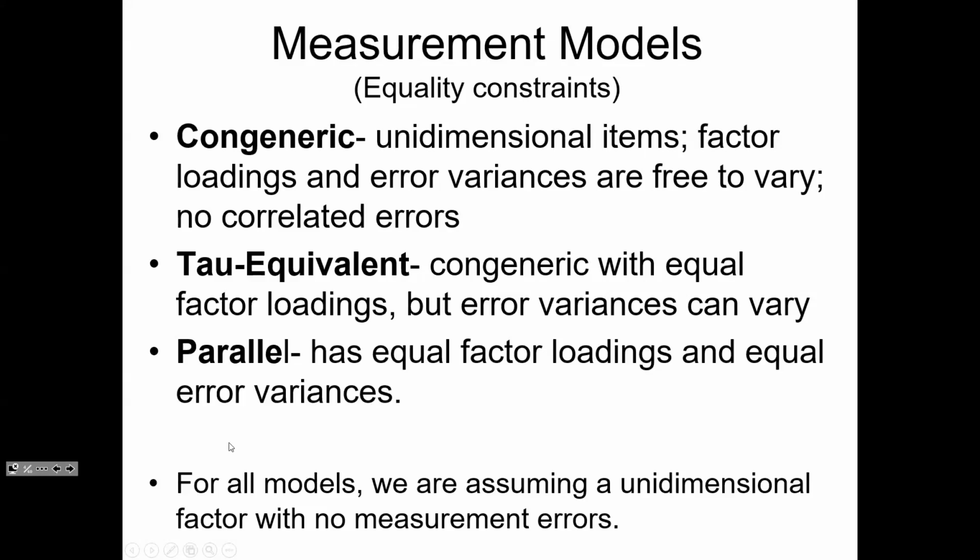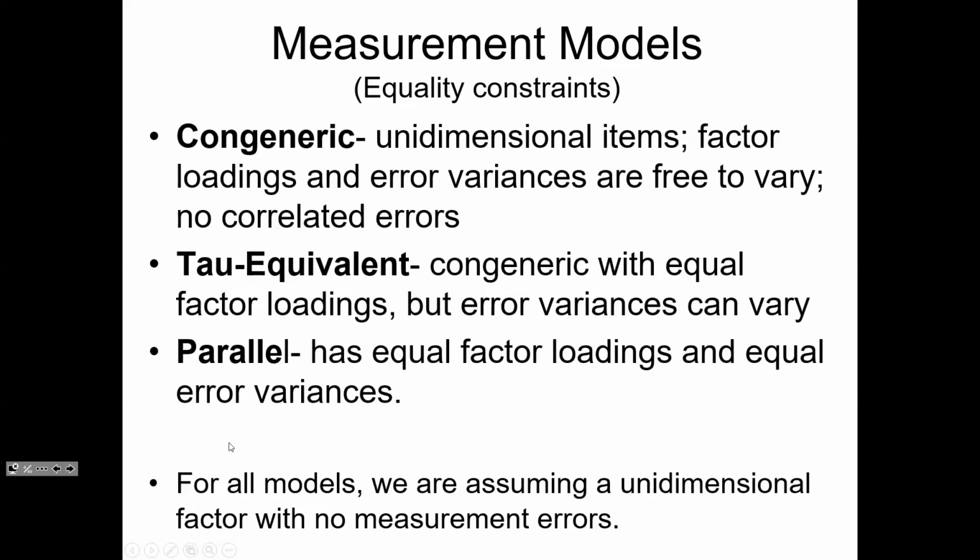And a parallel model has all of the constraints of the tau equivalent model, so equal factor loadings, but we're also going to constrain the error variances to be equal. This is separate from the multiple groups. It's a whole set of constrained models, but not multiple groups. It means they're all constrained to be equal.